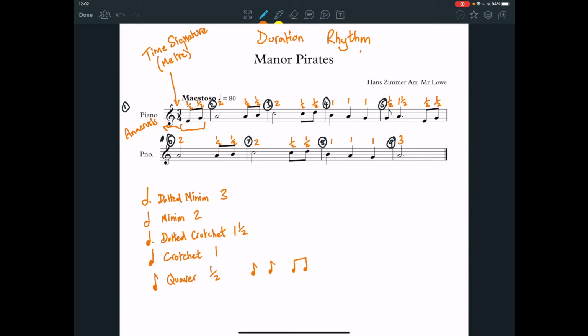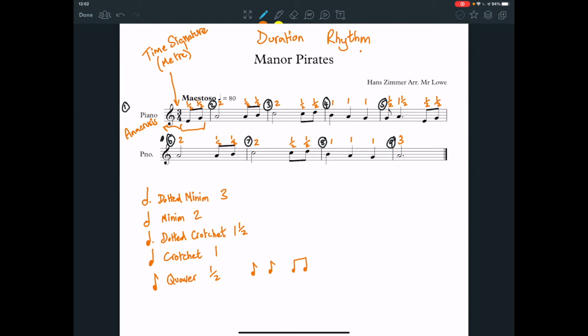Okay, so I'm going to clap this rhythm to you. 1, 2. There we go. So by working out all of the durations of the notes, I was able to clap that rhythm. And that's the first half of our analysis.